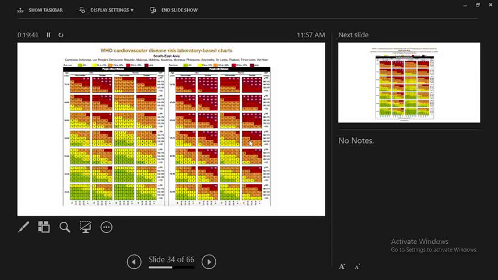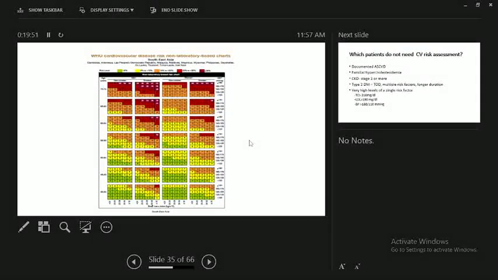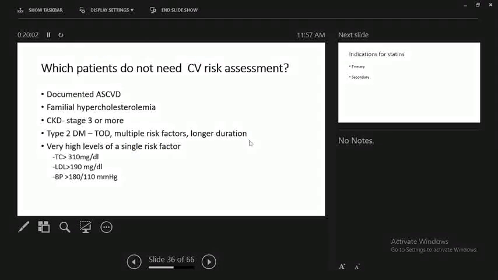Then we go to the CV risk box. Anything above 20% is called high risk. Red or maroon is high risk. Green is low risk. Remember this. There is also a non-laboratory based chart. We don't need to check the blood sugars and the cholesterol levels. We can go with the BMI and check it.